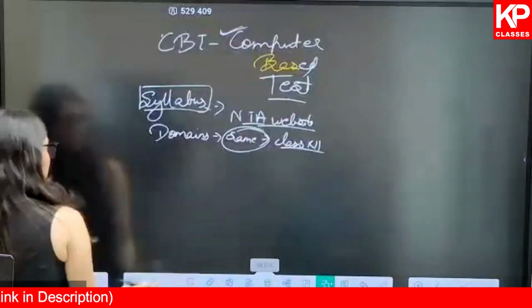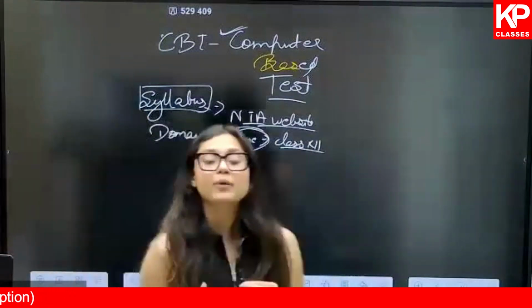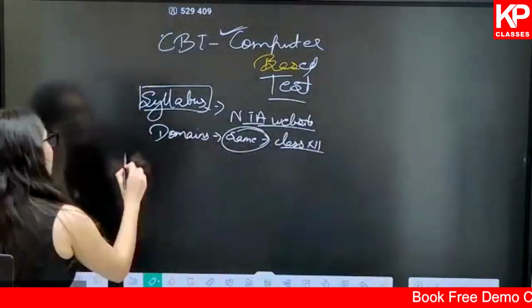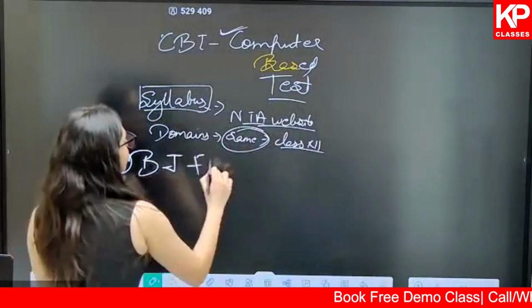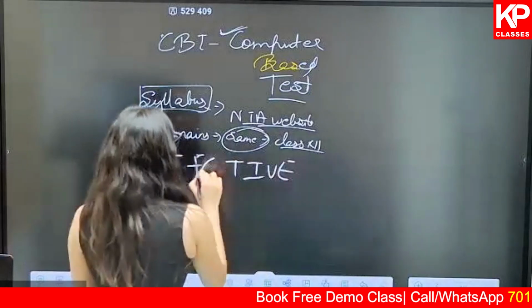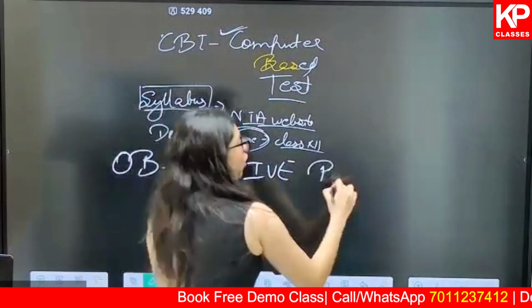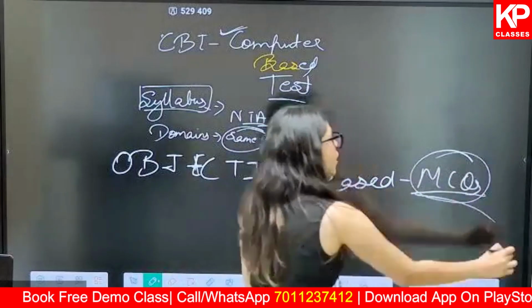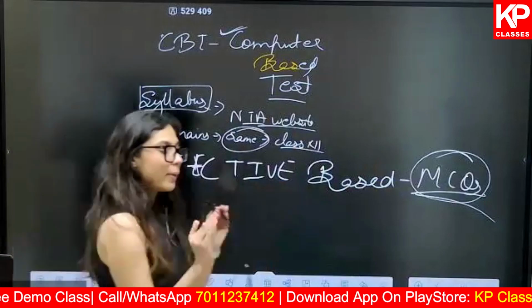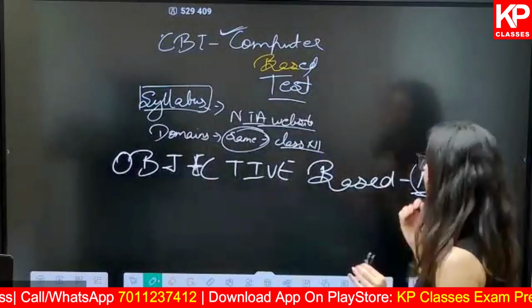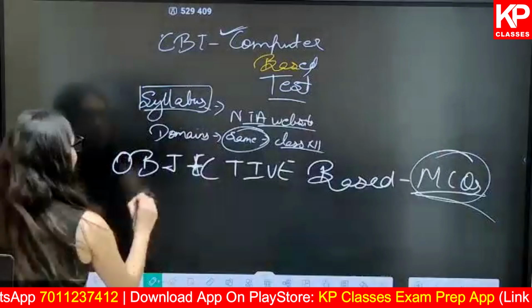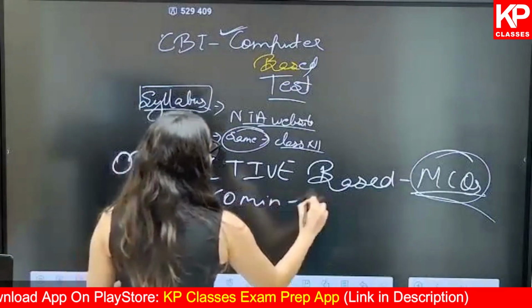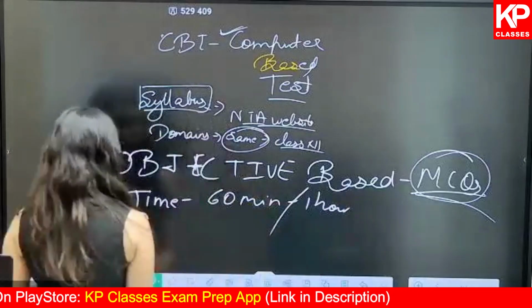Then next query is what is the type? This is like boards में तो हमें wrong answers लिखने को आते हैं. जी नहीं, it is totally objective based. Objective based when you have one question and four options and you have to choose one out of four. Totally MCQ based questions, which makes it easy. Then time duration: 60 minutes, or you can say 1 hour.